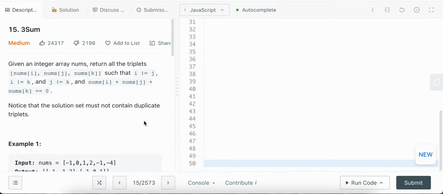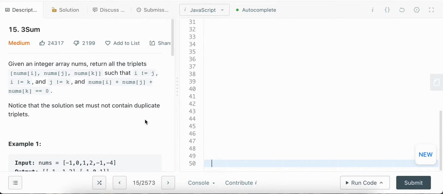So the problem we are going to discuss today is 3Sum. I would highly recommend you solve the Two Sum problem on LeetCode first and then come to this problem. If you want a solution for that problem, I have it on my YouTube channel already. So solve that problem first and then come to this one.